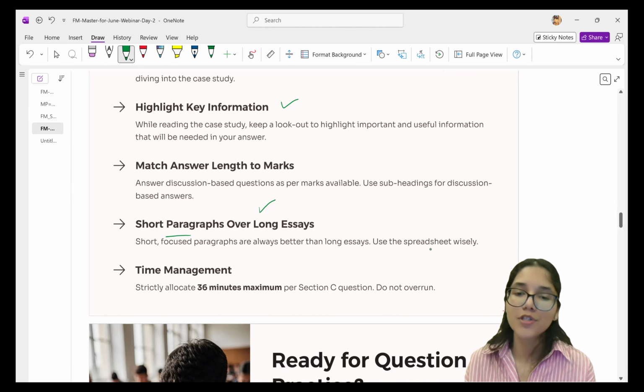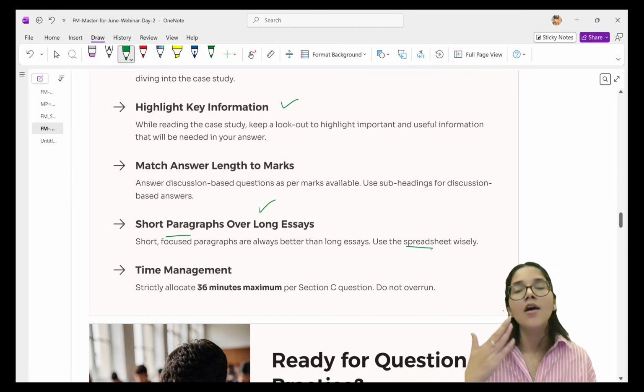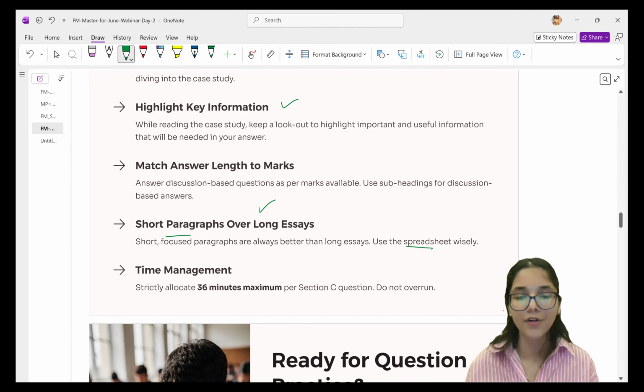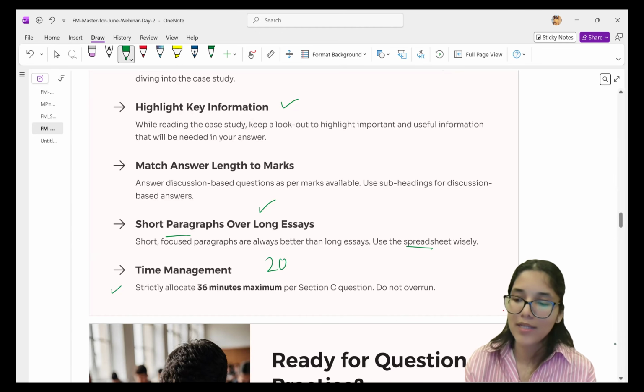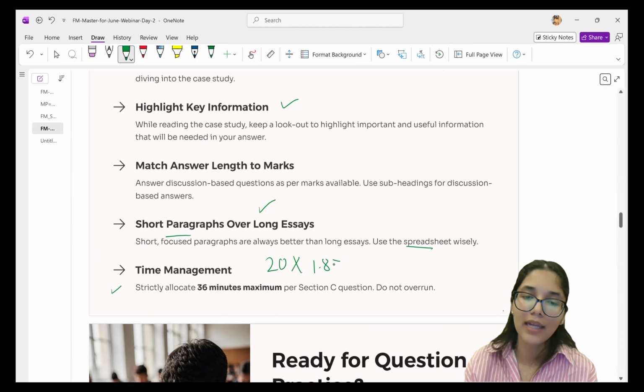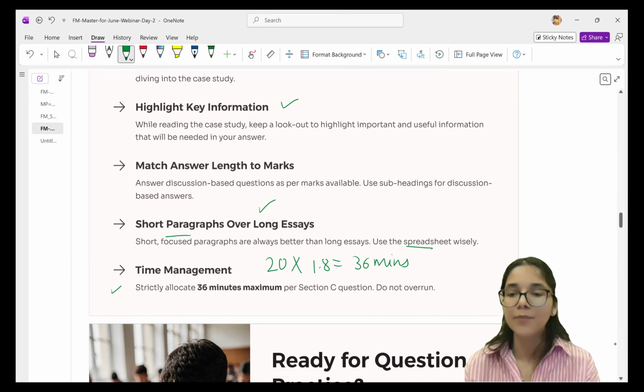Another thing is use your spreadsheet wisely. Show all of your workings very clearly so that even if your final answer is wrong, the examiner can still award you marks on the basis of the own figure rule. And last but not the least, time management is very important. We have 20 marks for a section C question, so 20 times 1.8 gives me 36 minutes to solve a section C question.